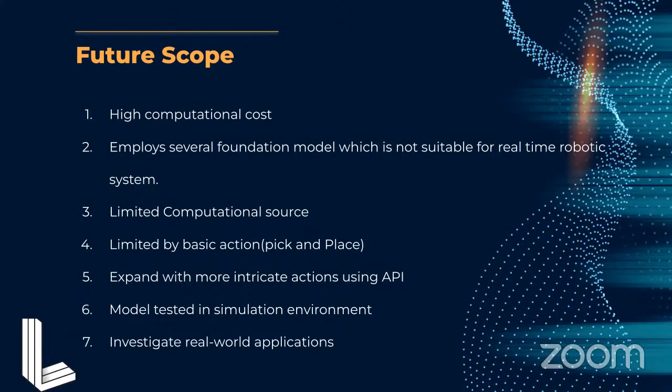Expand with more interactive actions using API. We can provide more third-party APIs, and then our model will be more effective and robust. Our model was tested in a simulation environment with specific LLMs and third-party APIs, but it should be tested in a real-time environment so that we can work on a real-time basis. Last but not least, we should investigate some real-time applications so that we can use this model in a real-time application. Yeah, these are the areas we can work on in the future. Please go to the next slide.